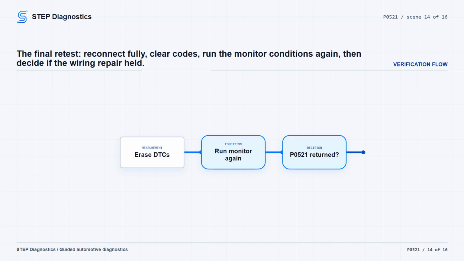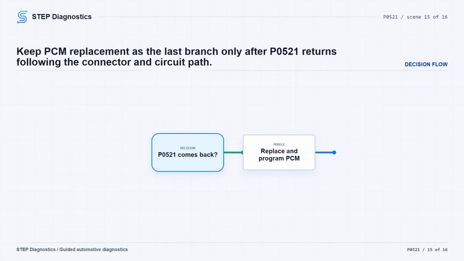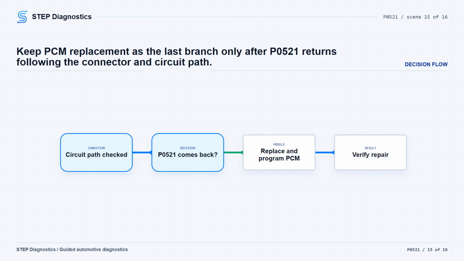Then reconnect the PCM connectors, inline connectors if equipped, and component connectors, making sure they are fully seated and the locks are fully engaged. Erase the DTCs, operate or test drive the vehicle under the monitor conditions again, and read DTCs. If P0521 does not return, the wiring or poor connection concern has been repaired. If P0521 returns after this path has checked out, replace and program the PCM using the proper programming process. Then verify the repair and confirm the code stays gone.